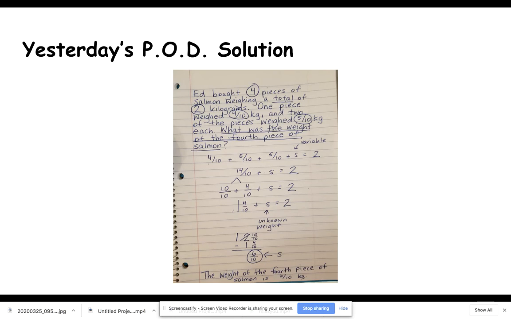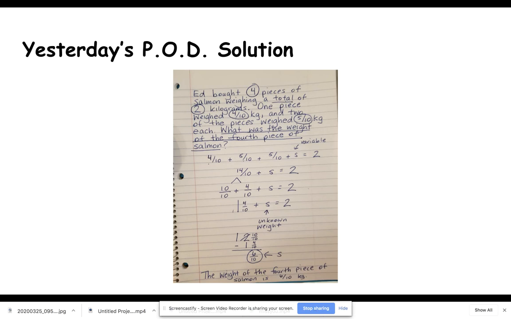I underlined the question. So when you look at the equation, remember an equation has an equal sign with information on both sides of the equal sign. And a variable is usually a letter that we assign to information we don't know. So my equation is 4/10 plus 5/10 plus 5/10 plus s equals 2. So on that left side of the equation, when I add up all of the information I do know, I get 14/10 plus s equals 2.